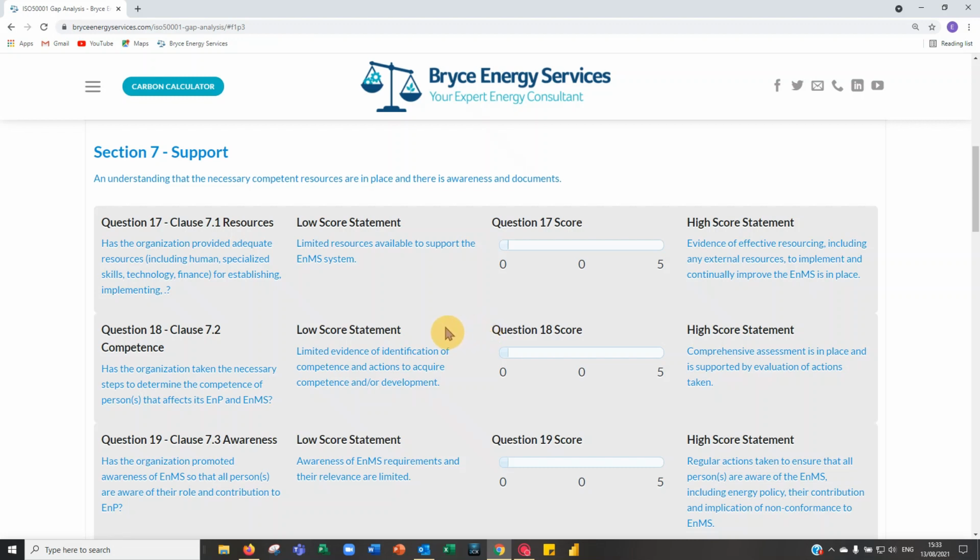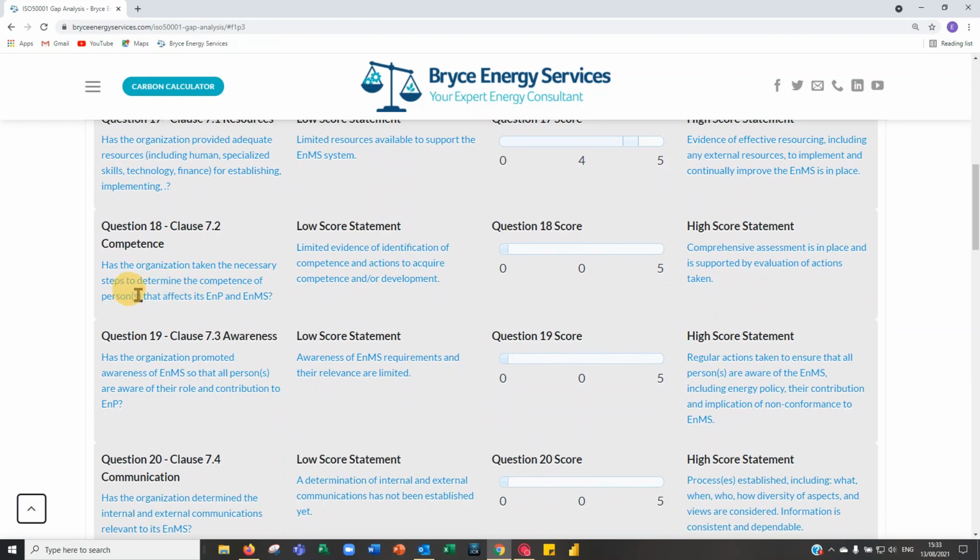So first one, has the organization provided adequate resources? So including human, specialized skills, technology for establishing it. Firstly, is there enough staff to manage the system? Is the technology available to make measurements of the system? Low score, limited resources available. High score, evidence of effective resourcing, including any external resources. So high score, yes, you've thrown everything at it that's necessary. Low score, you haven't done anything about it.